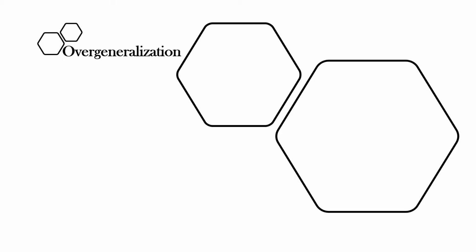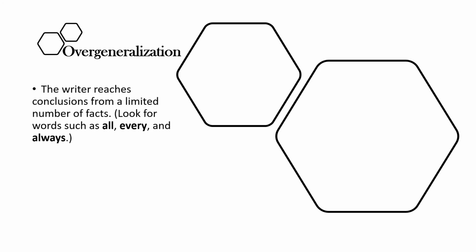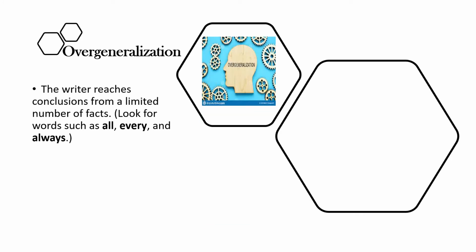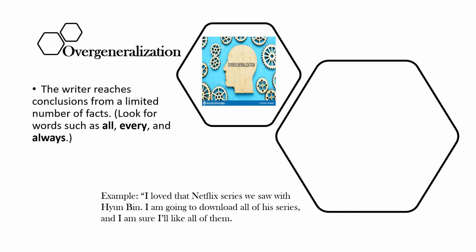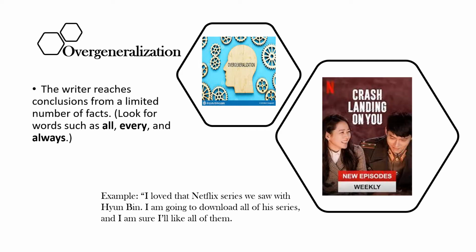Next is overgeneralization. The writer reaches conclusions from a limited number of facts. Look for words such as all, every, and always. Example: I love that Netflix series we saw with Yoon Bin. I am going to download all of his series and I am sure I'd like all of them. Explanation: it is an imperfect judgment or faulty logic to assume that you will love all Yoon Bin series just because you love one.